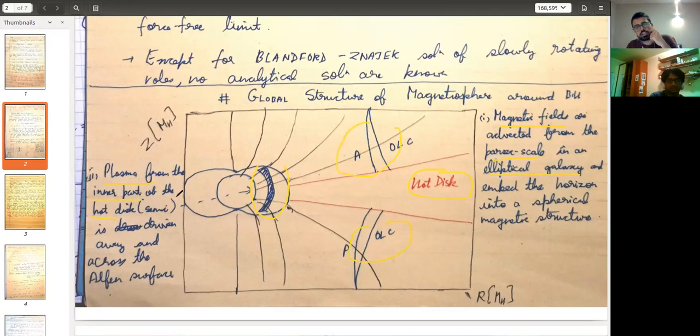So I think next time I'll try to go into more detail about what they were talking about here. But this picture was interesting, so I just kept it here.